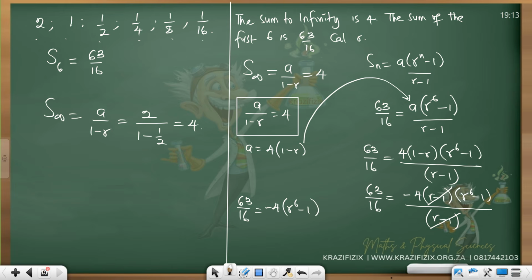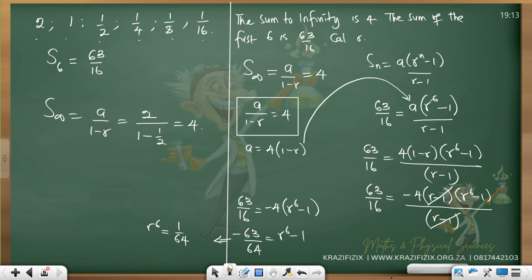What would this Elena then do? Divide both sides by negative 4. What would that give you? Negative 63 over 64 times r to the power 6 minus 1. What would this learner then do? Move the 1 over. So this learner would be getting, I just want to move it here, r to the power 6 equals 1 over 64.